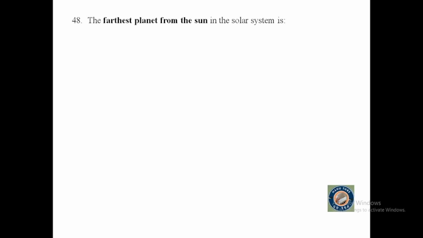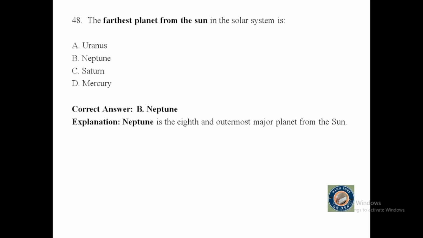Question number 48. The farthest planet from the Sun in the solar system is A. Uranus, B. Neptune, C. Saturn, D. Mercury. The answer is Neptune. Neptune is the eighth and outermost major planet from the Sun.